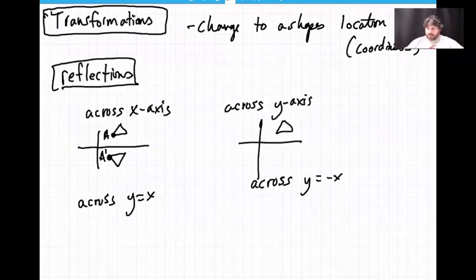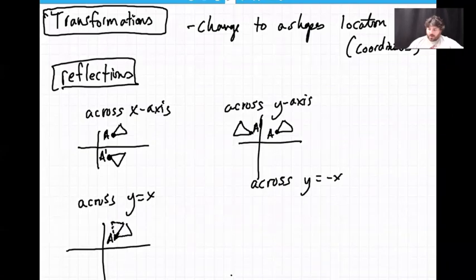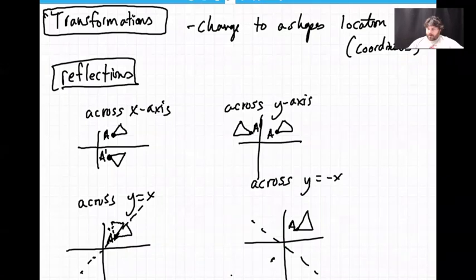So across the y-axis, here's our A. I flip over here, and now here's my A prime. I've gone across the y-axis. Across the line y equals x, here's A. It's actually crazy, but it just flips over to here, where A prime stays in the same location, because this is the line y equals x. So it just flips over. Now over here, here's my line y equals negative x, so it flips over to here, where this is my A prime. Wherever the line of reflection is, you flip across it, there you go.